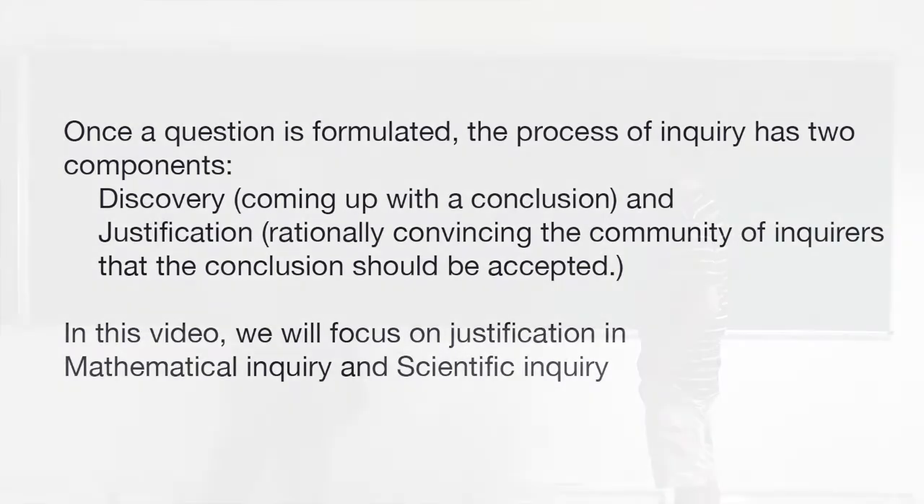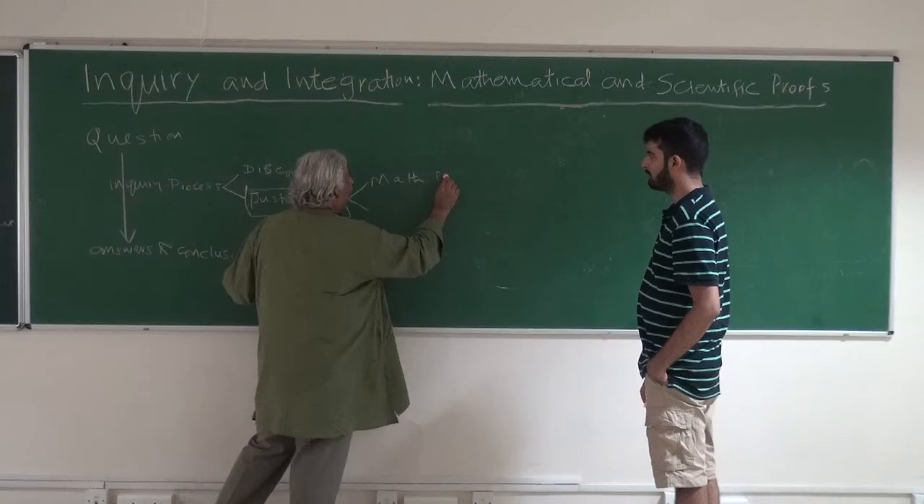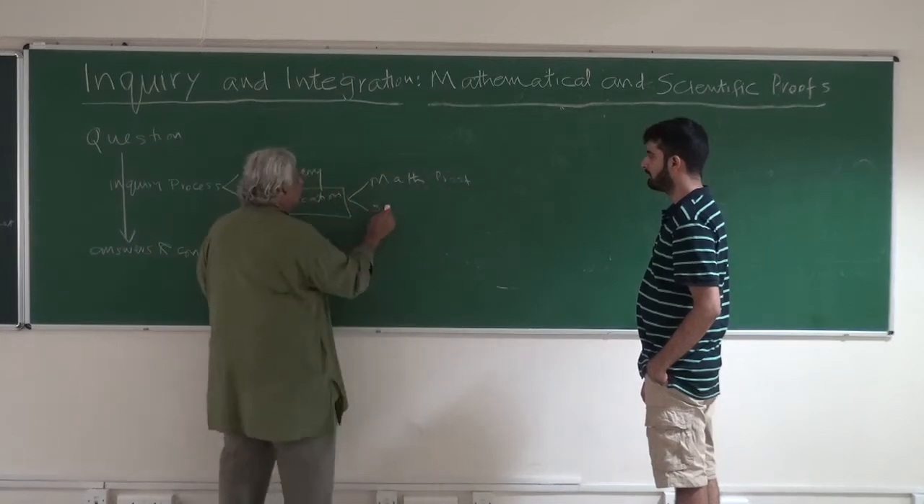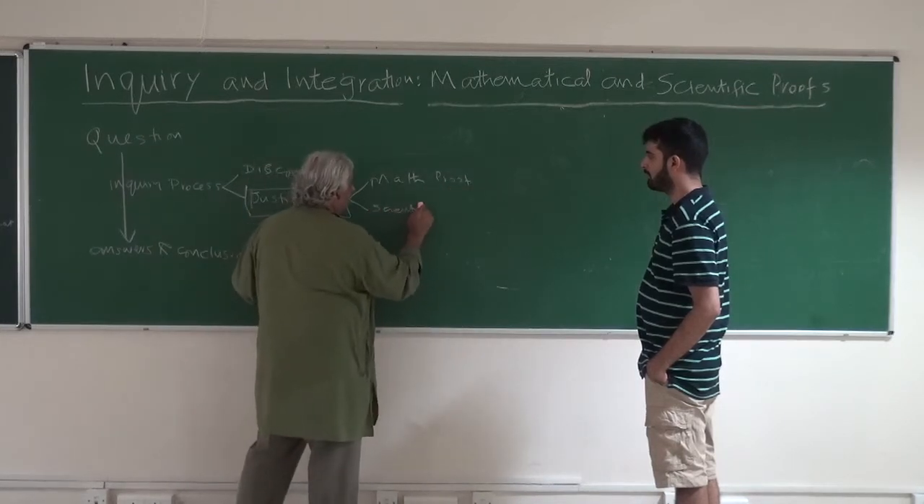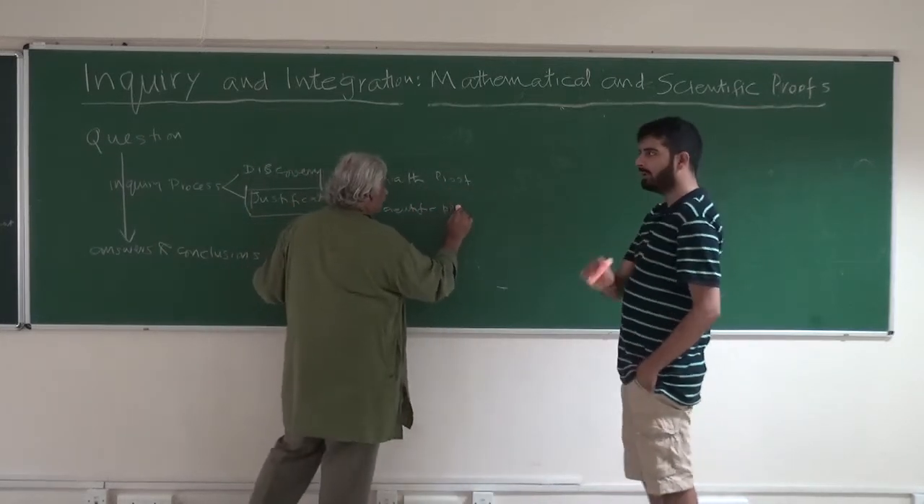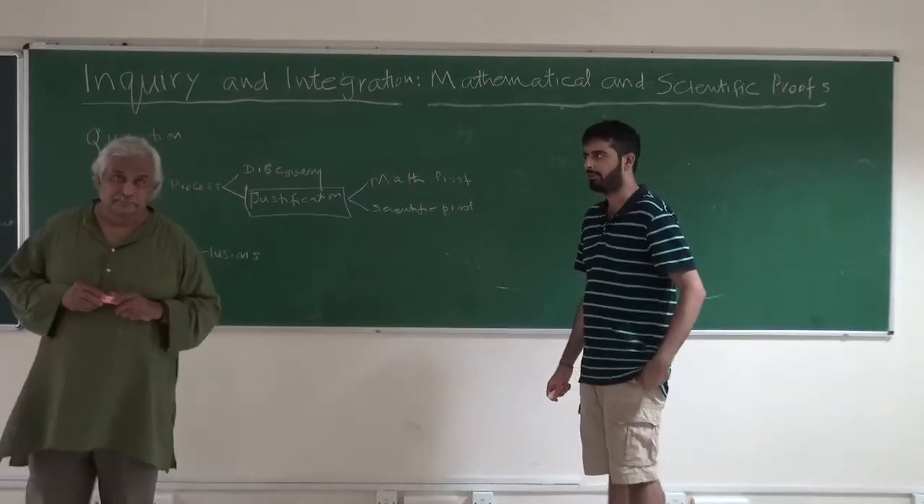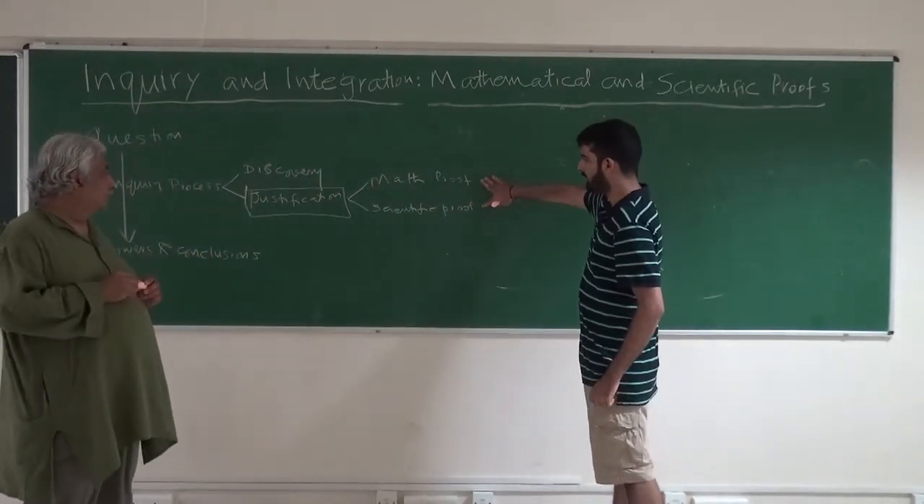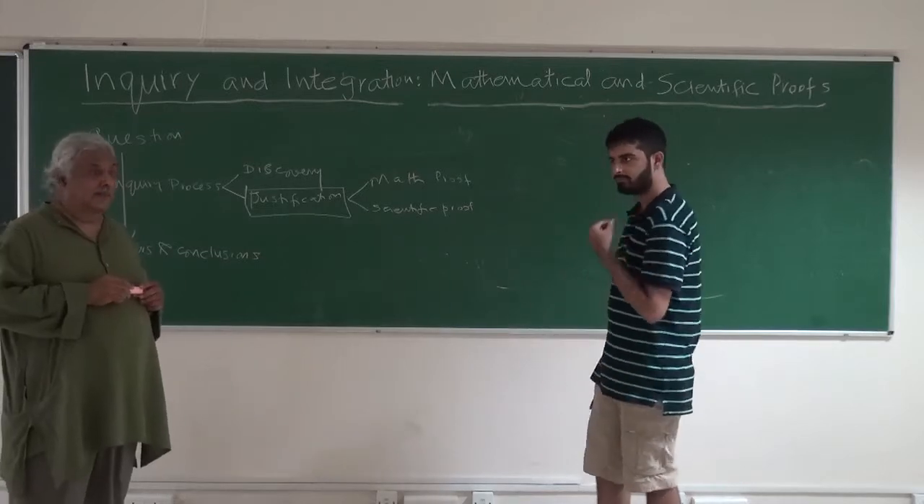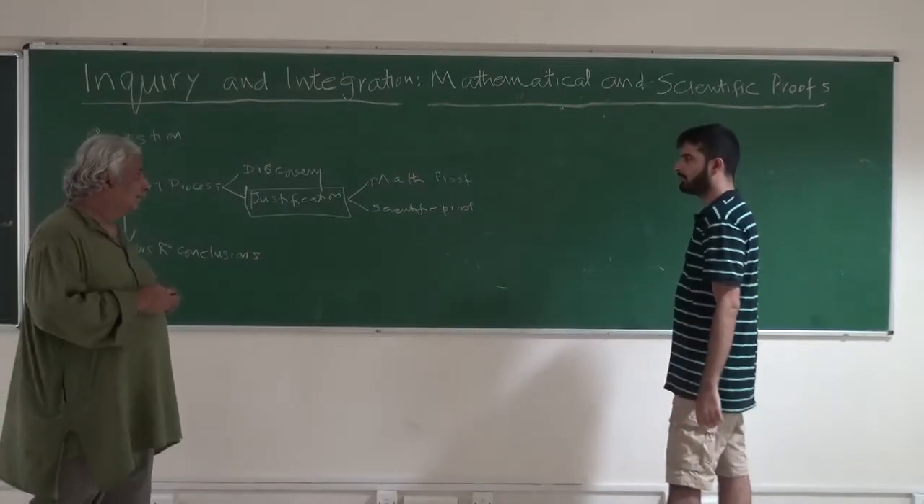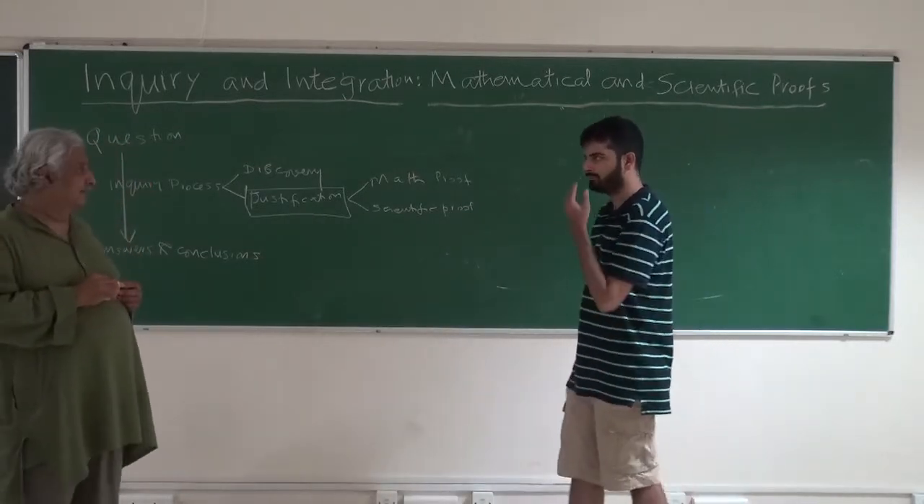So we're going to look at mathematical proofs and scientific proofs. What we're leaving out here is things like moral proofs and stuff, which we kind of touched on in the last session. But our concentration here will be on these two. So shall we take some examples and let's show how this is done?